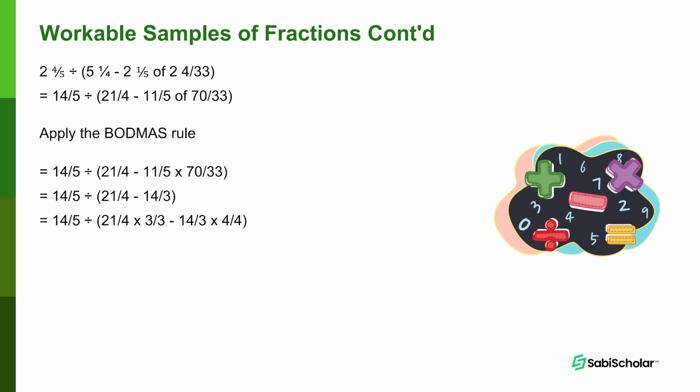And then for 14 over 3, to make it have a common denominator, you multiply by the denominator of the other fraction, which is 4. So 14 over 3 times 4 over 4, that will be 56 over 12, excuse me. So now that they have the same denominator, it's easier to subtract them by simply subtracting the numerators. So 63 minus 56 over 12. So now we have 14 over 5 divided by 7 over 12.